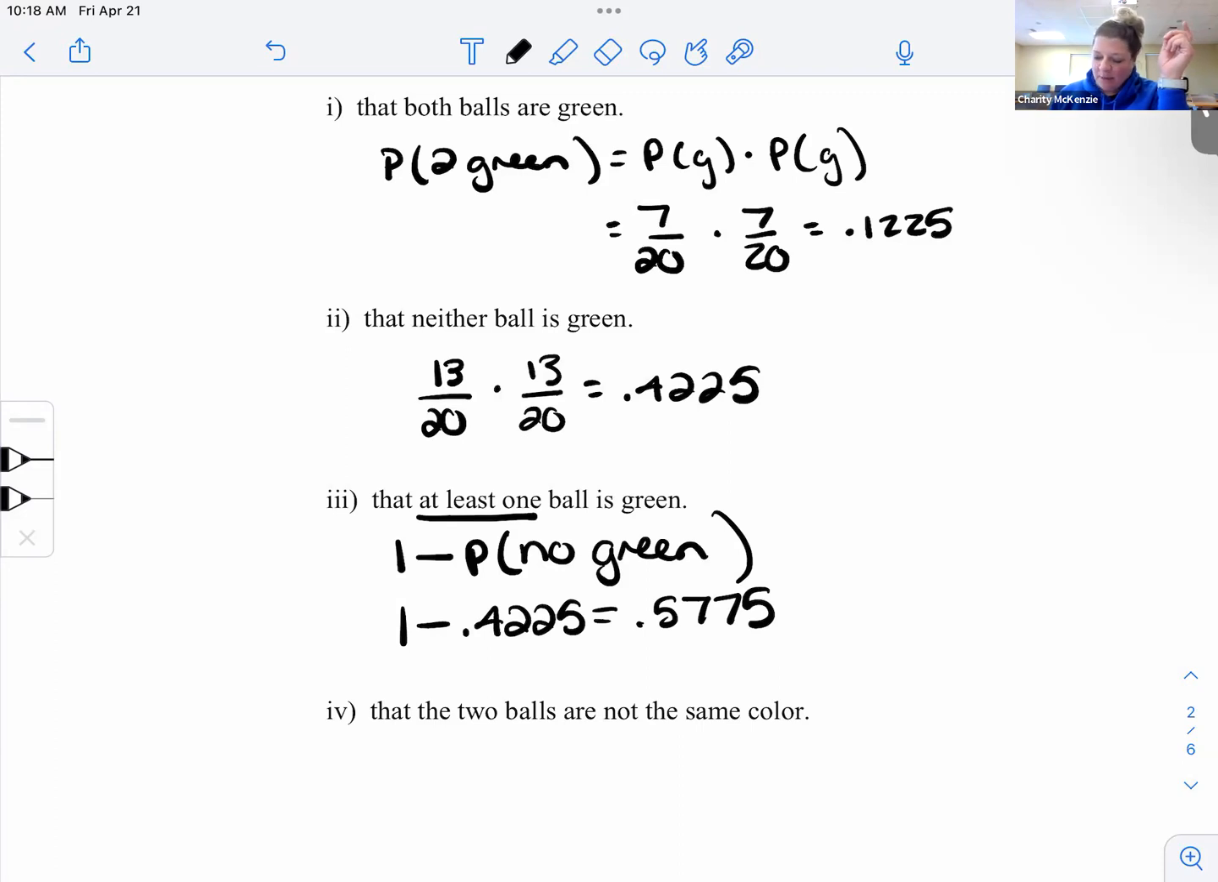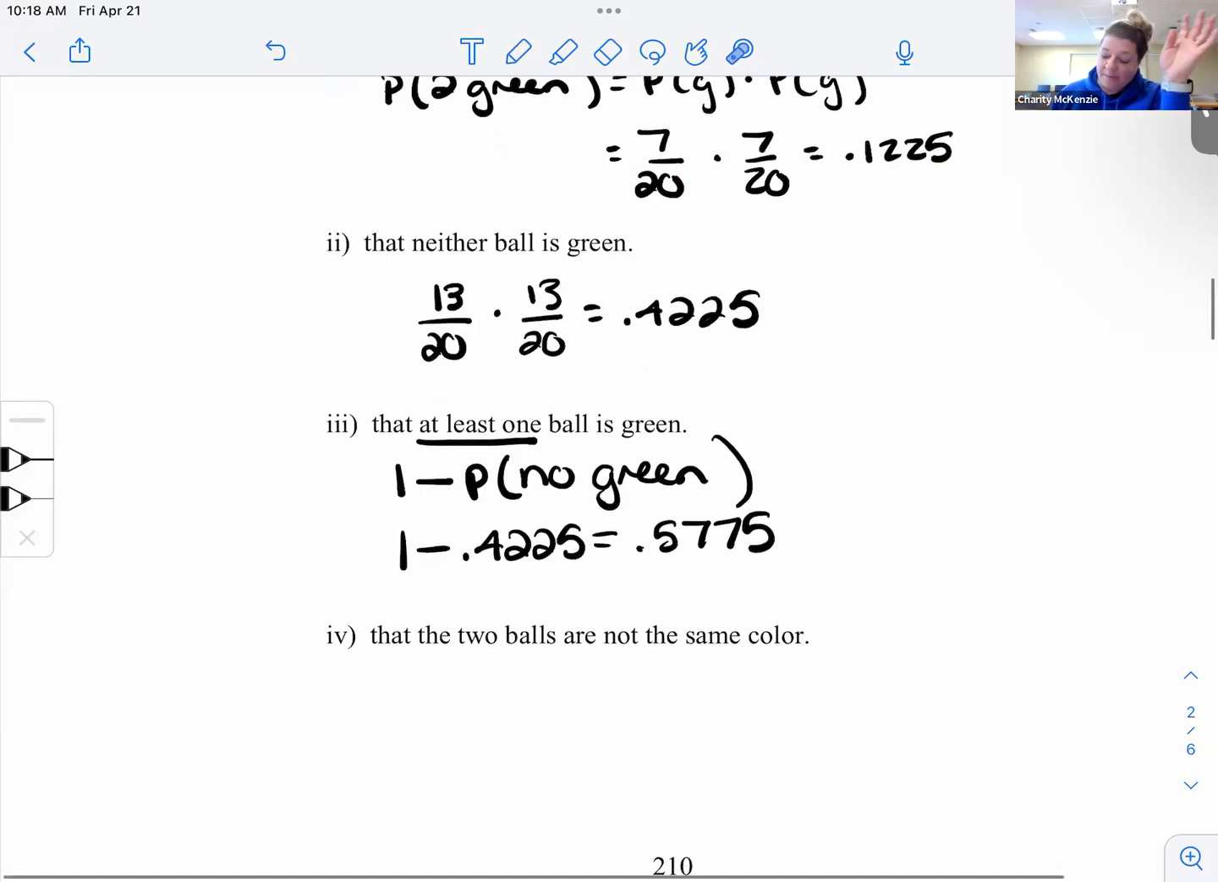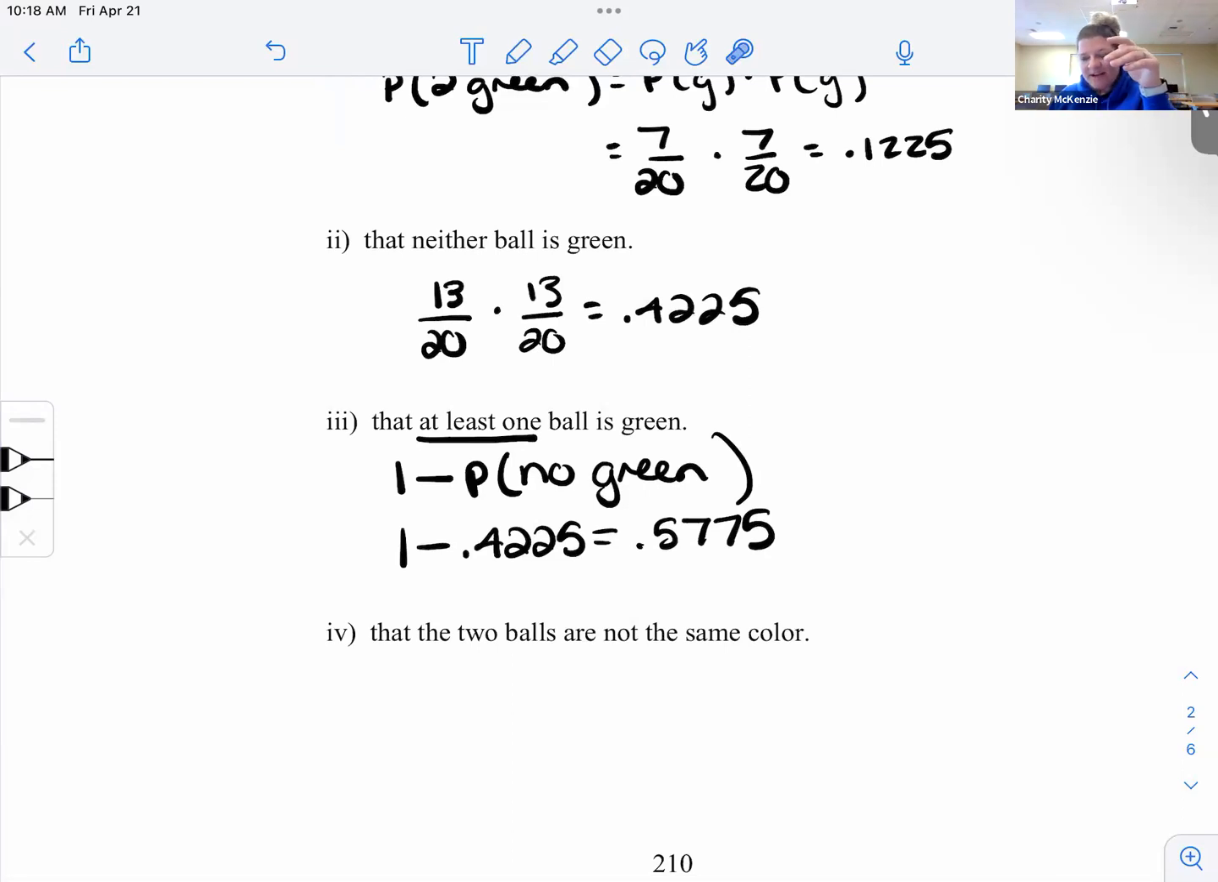And why that didn't work up here is because I didn't consider the fact that you can get 1 green, right? This is the probability of 2 greens. You would have to look at all those different combinations. So the probability of no green and the probability of at least 1 are opposites of each other. None, at least 1.